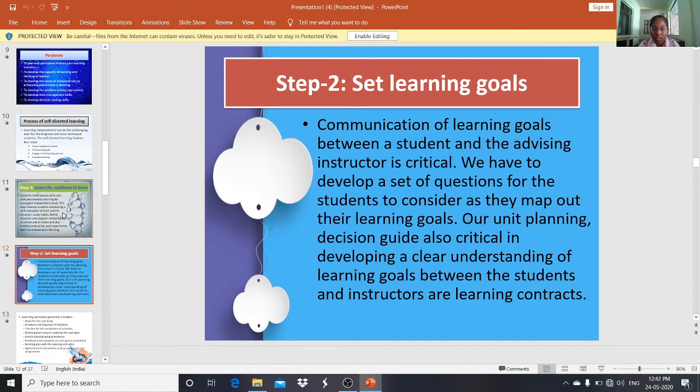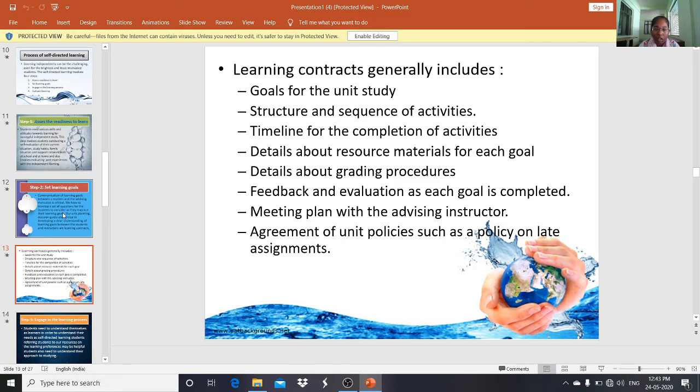This is about the setting of learning goals. Next, what do learning contracts generally include? First, goals for the unit study. We have to set a goal for a unit study. I want to learn this in this unit. I want to learn from the first to the last. Like that, we have to set a goal.